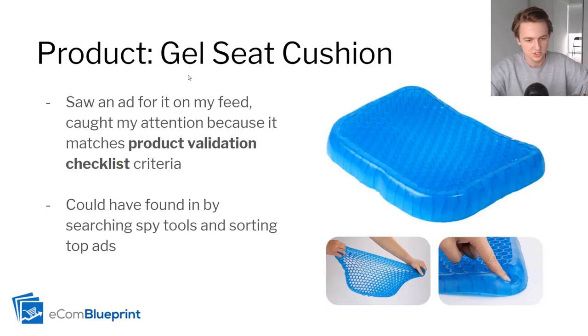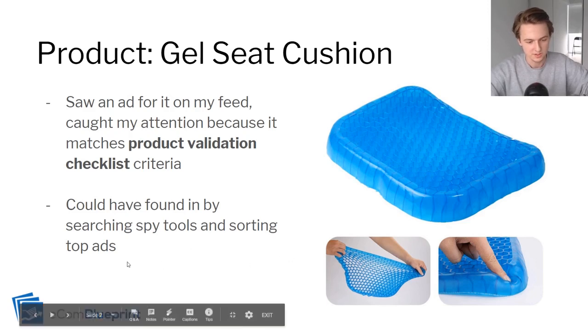So the product is the gel seat cushion. I saw an ad for it on my feed and it immediately caught my attention because it matches the product validation checklist criteria, right? As soon as I saw this, I knew that I wanted to test it almost right away because it meets all of the criteria that I talk about. And you could have found this by searching in spy tools and sorting by top ads. I'm going to show you an example of that in a second.